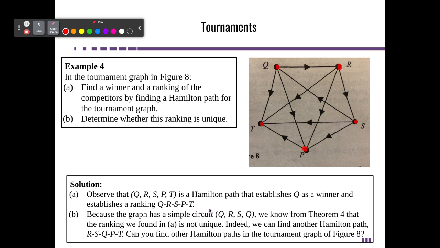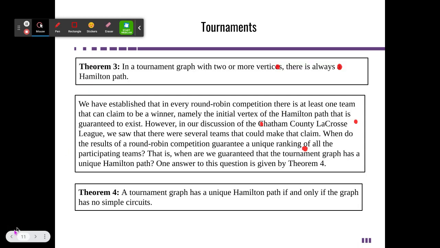Because the graph has no simple circuit, so now determine whether the ranking is unique. So is that the only way we could do that, right? Is that the only possible winner? Well, let's see. Theorem 4 said that you had to have a simple circuit, all right? So let's go back and look at that real quickly. So Theorem 4 said a tournament has a unique Hamilton path if and only if the graph has no simple circuits. So a simple circuit is going to start and end at the same place and no edge is repeated.